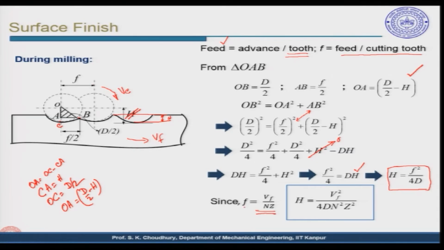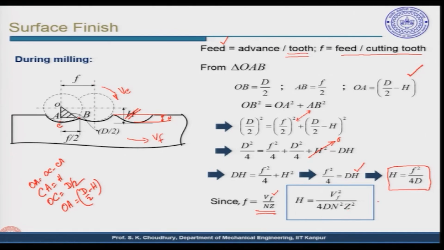In case of milling, it is the feed per tooth, which is equal to the feed velocity divided by the rotational speed RPM of the milling cutter multiplied by Z, which is the number of teeth in the milling cutter. So if we put the Vf by Nz in f, you will find that H is equal to Vf square divided by 4 d N square Z square.